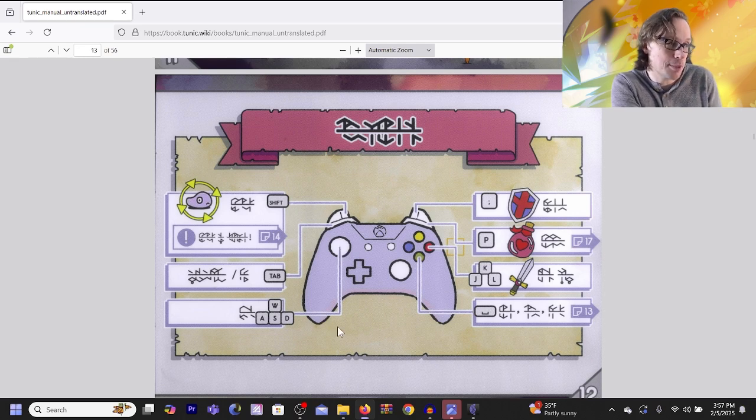Also, I know that this is an Xbox controller and that there's PC buttons here and that I'm playing this on PlayStation. That's just the way the world works.